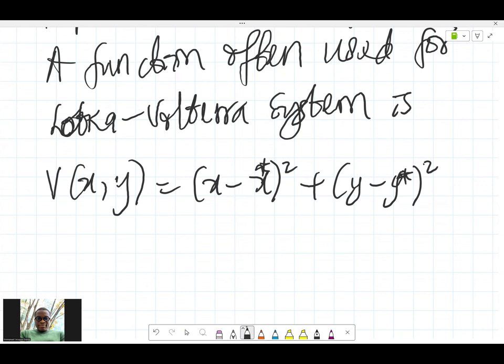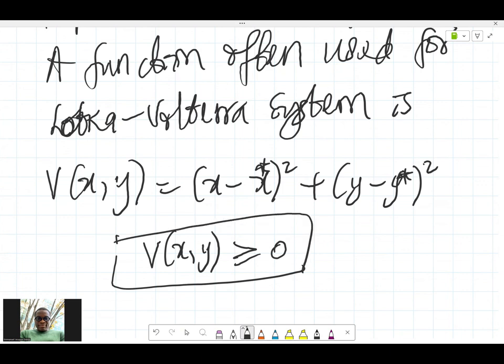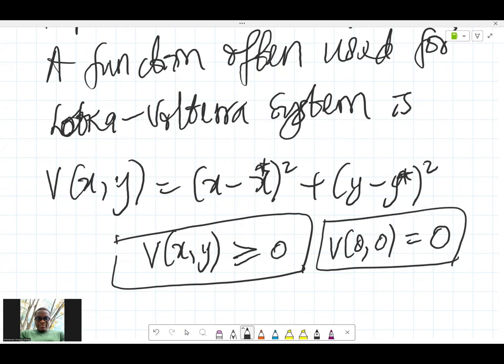So what about the value of V in this case? You can always guarantee that V(x, y) is greater than or equal to 0. So it's always positive definite. The worst case scenario is that if x and y are 0, so you see V(0, 0) is the only time you can have 0, and that meets the condition for the Lyapunov function.